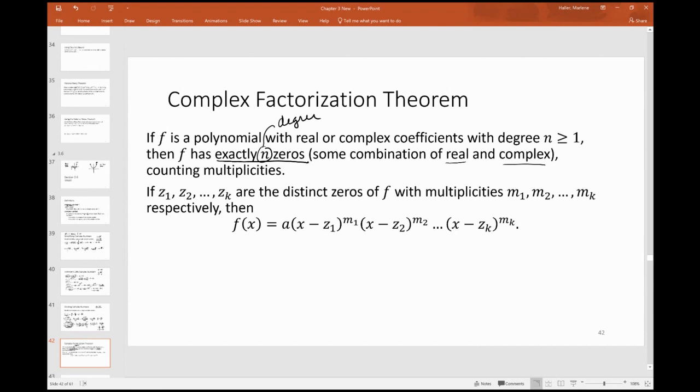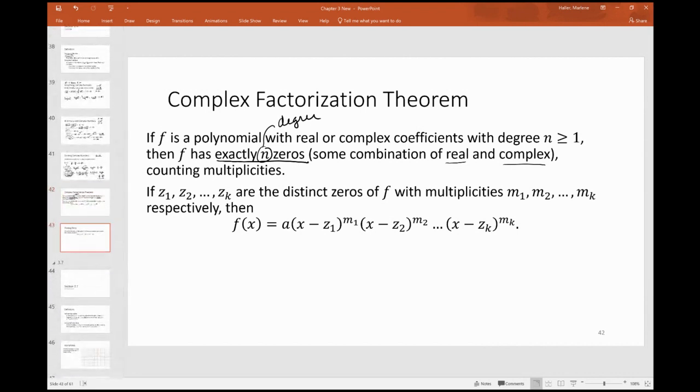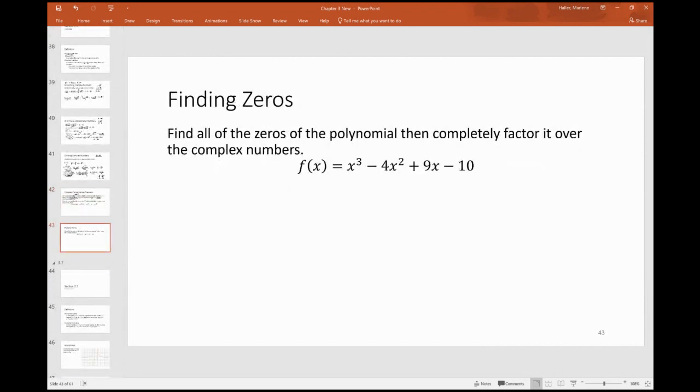Okay, and this is all worded nice and mathematical for you. Here's a nice mathematical definition. Let's take a look at an example of finding the zeros of a polynomial when not all of them are going to be real.